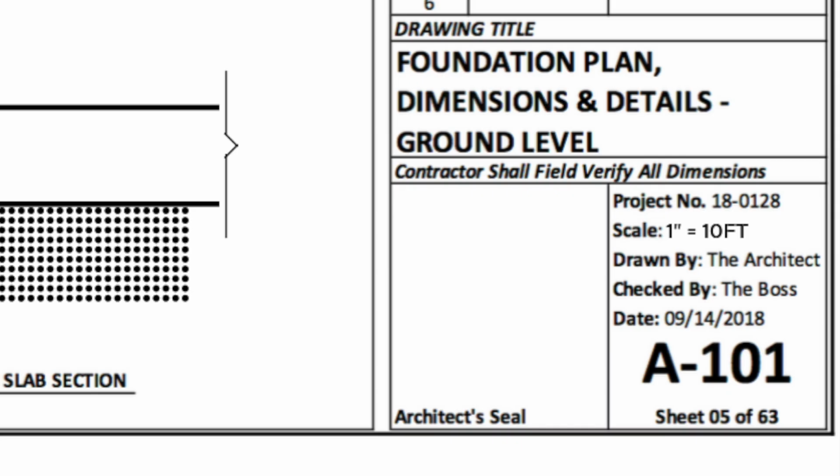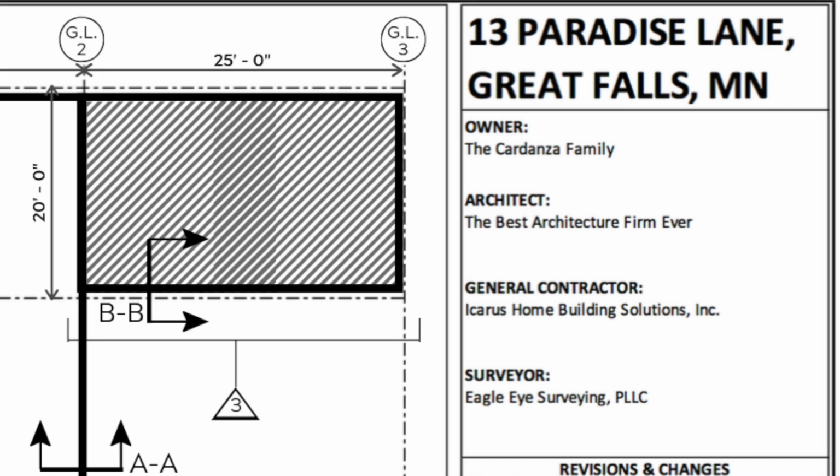This is drawing A101. The A label denotes that this drawing is an architectural drawing, which we discussed earlier. And as I mentioned, the address of this new home will be 13 Paradise Lane in Great Falls, Montana. The owners of this home is the Cardanza family. The architect who drew these plans is listed, and lucky for the Cardanza family, is known as the best architecture firm ever. The general contractor that will be doing the work is Icarus Home Building Solutions Incorporated.